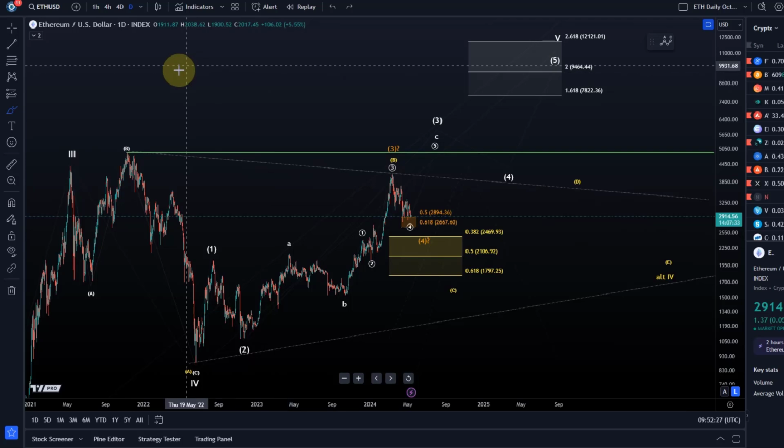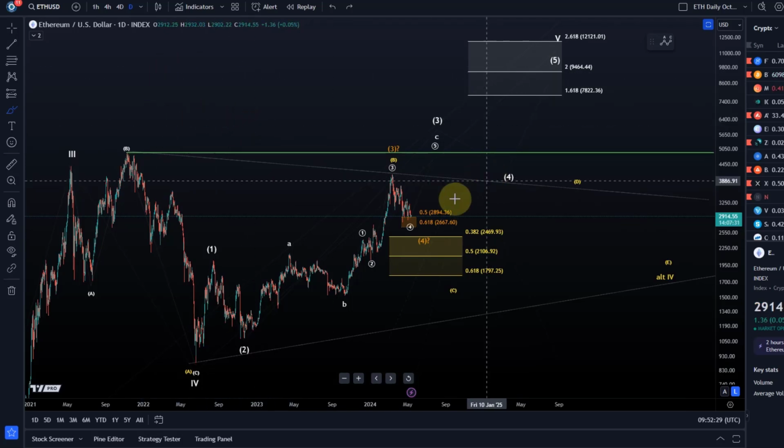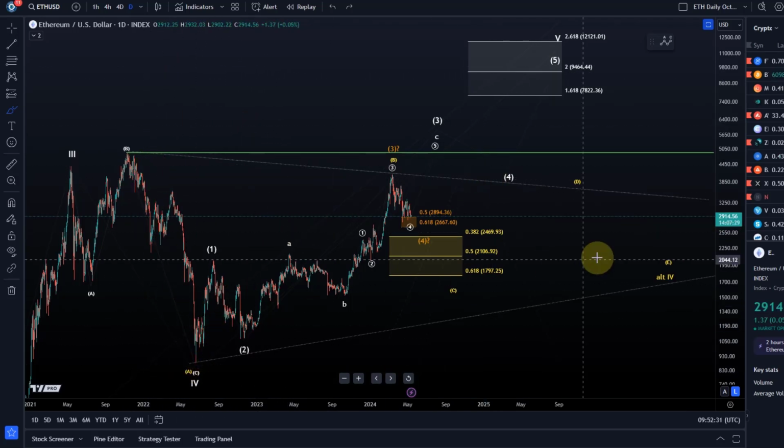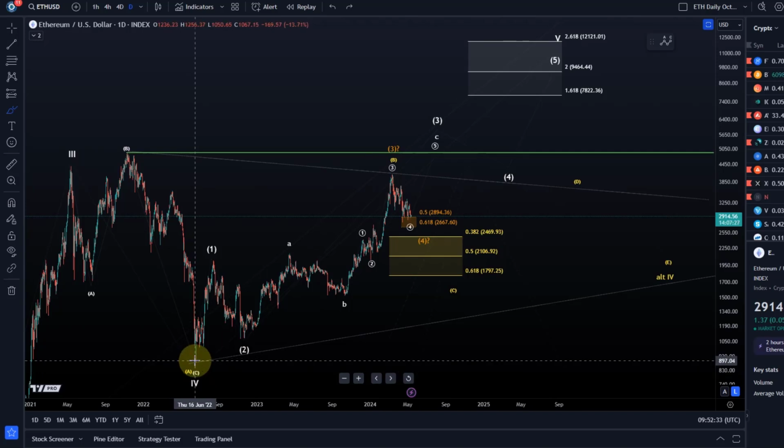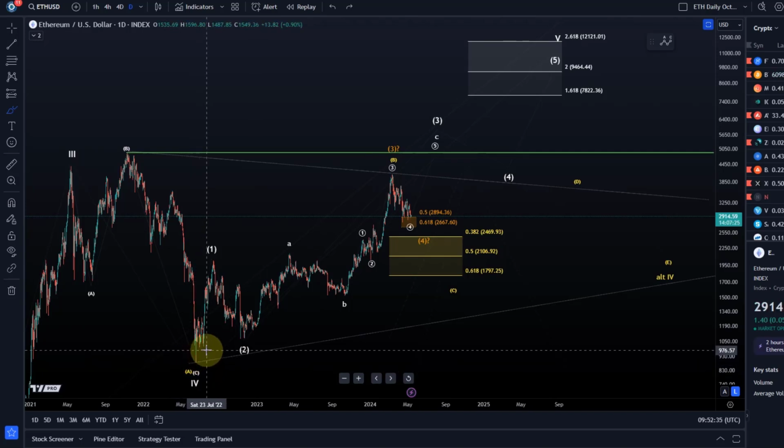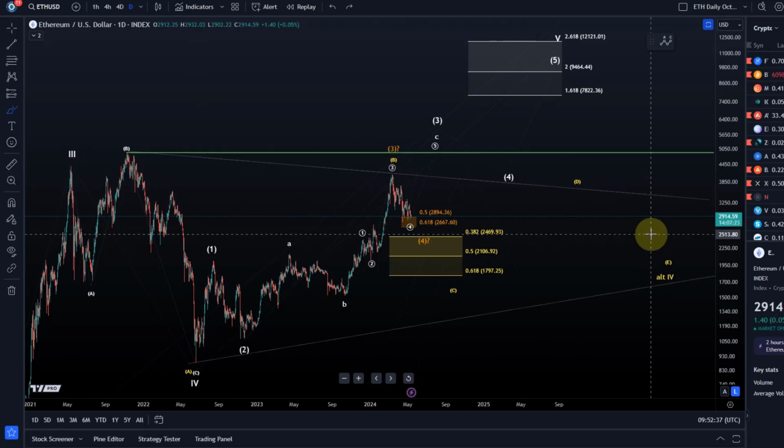We don't have enough waves to call it a triangle, but because this move down into the June 22 lows is a 4th wave, it has a potential to extend.